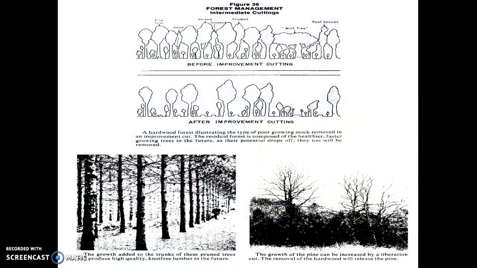Some more examples: before an improvement cutting on the top and after an improvement cutting, showing where it's a healthier stand. Now, if you look at some of the reasons you would do that, there's a fire-scarred tree, a dead tree, a fork tree, a crooked tree. A wolf tree is a tree that takes up more space than its value is worth, and also a poor species. So what we did in this improvement cutting was we removed the non-desirable trees so that the desirable trees would have more room to grow.